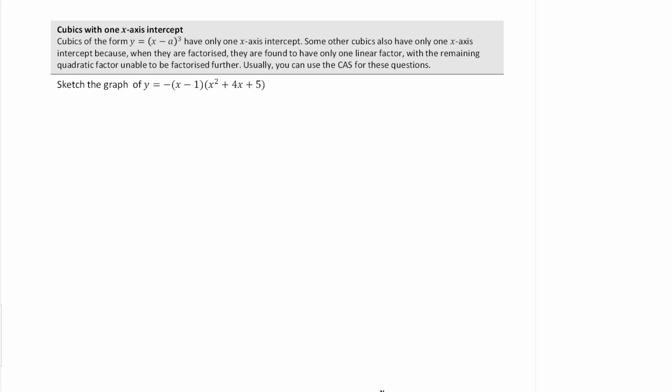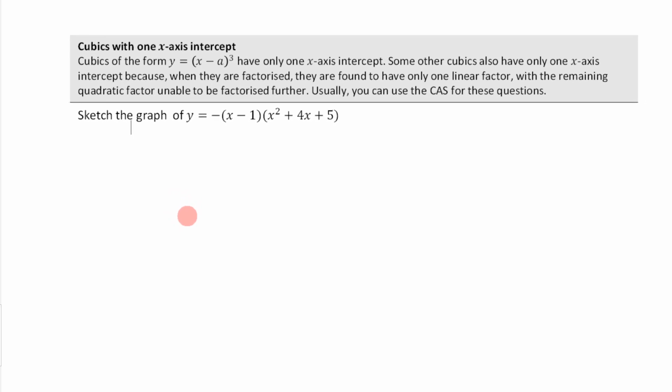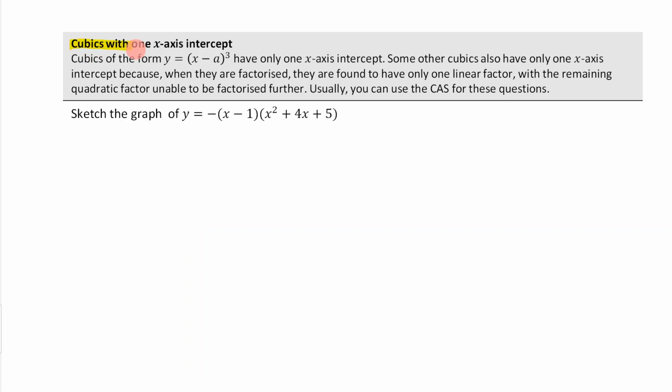Welcome. So in this part, the final part of this lesson, we're going to see cubics with one axis intercept. So cubics of the form this have only one x-axis intercept. We've seen this before. This is where you have a point of inflection. But then we keep reading.